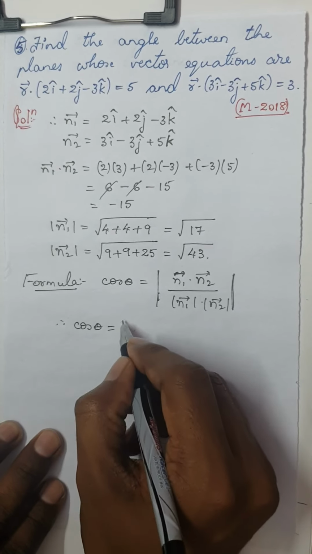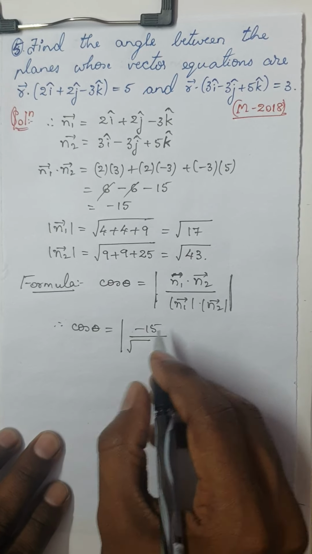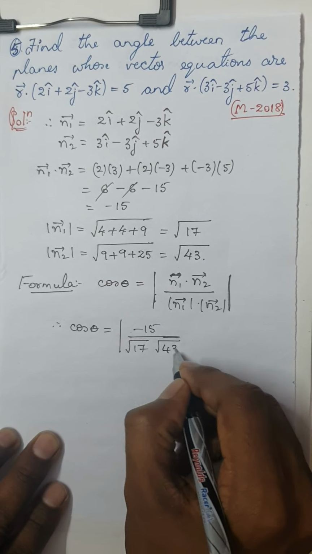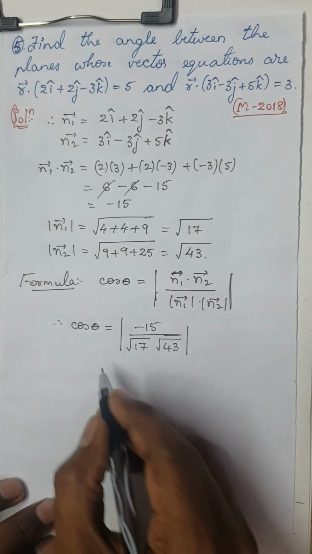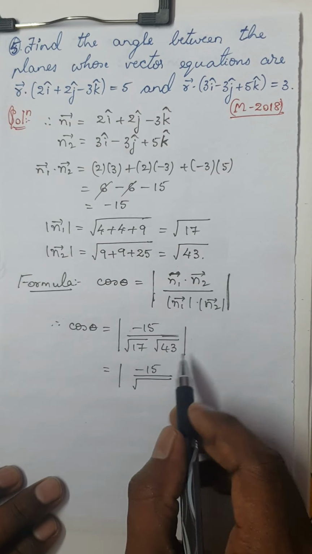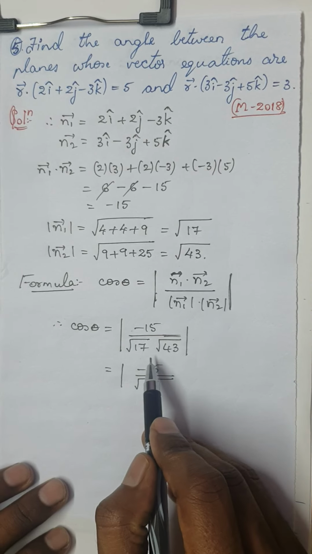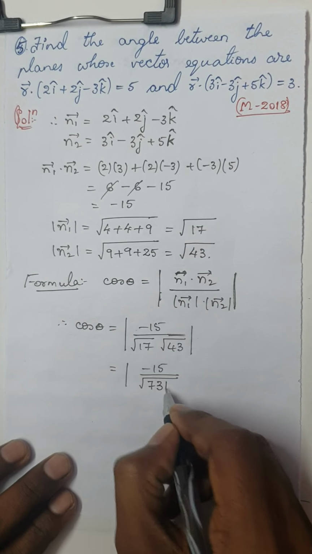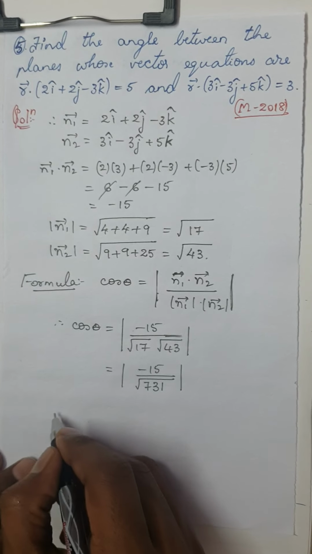Okay, so cos theta is equal to, everything is ready here, minus 15 divided by root 17, into root 43. Is it clear? With the modulus sign. So that is nothing but, if you want you can solve this, minus 15 with modulus, divided by the root of, we know root a into root b is nothing but root ab. You can use your calculators, root of 17 into 43. So that would be nothing but 731. Hence we can directly write the angle between the planes.